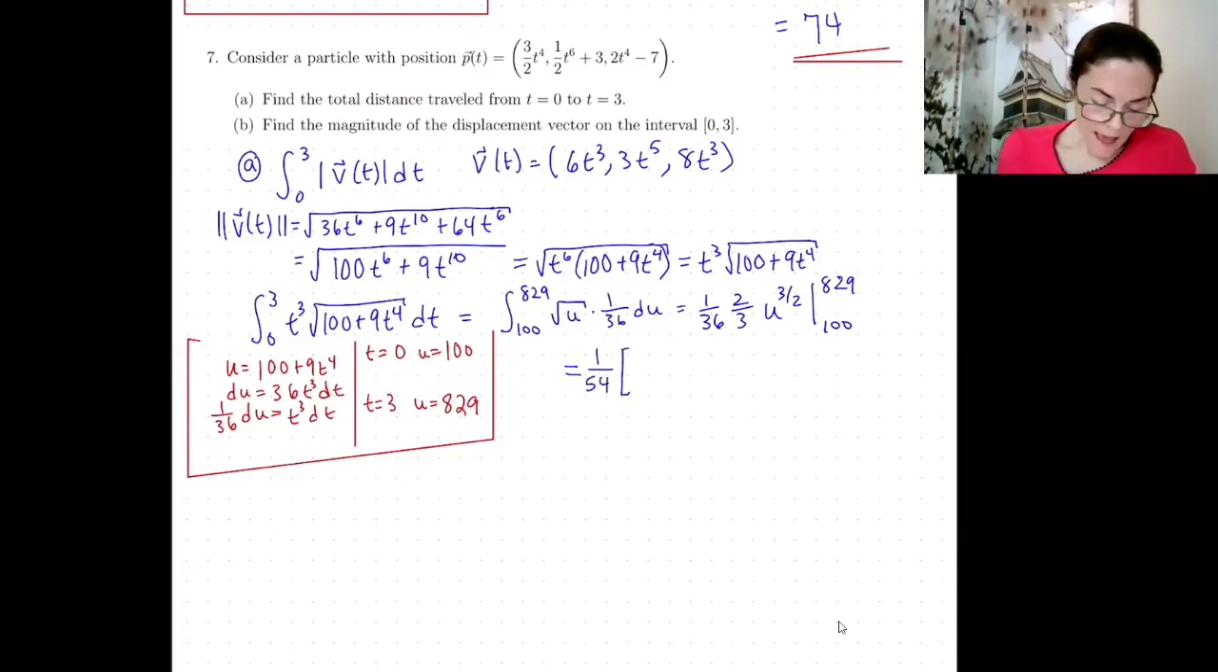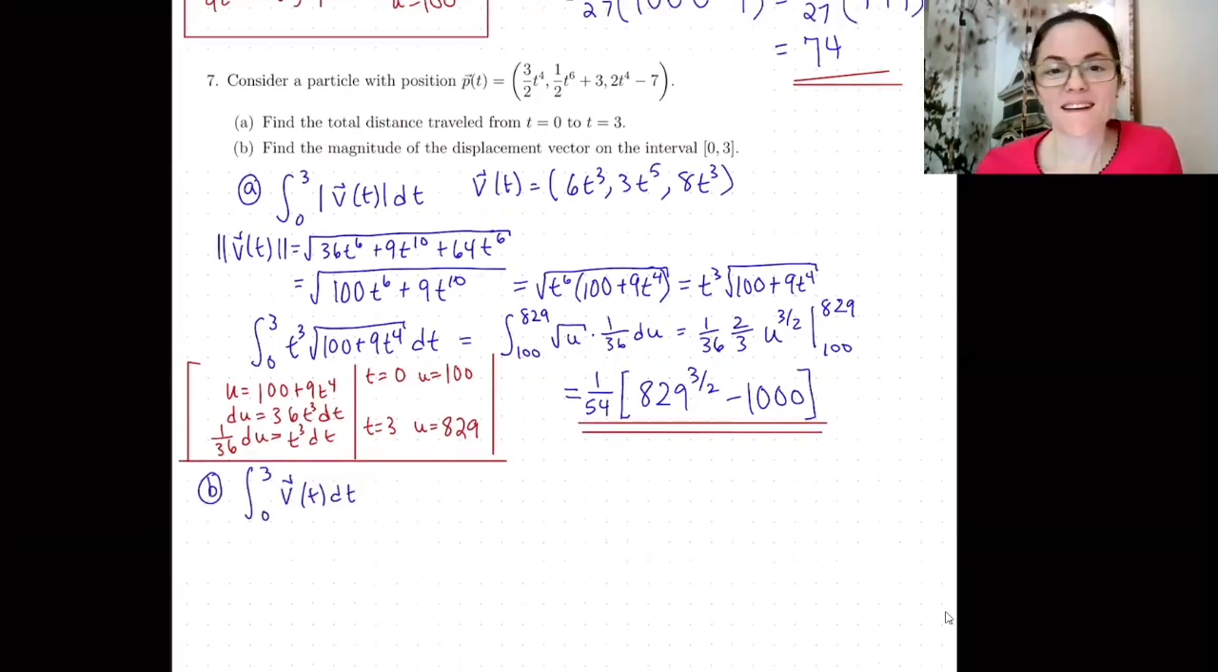And then we have 29 to the 3/2 minus, again, 100 to the 3/2, which is 1,000. And I think I'm just going to leave my answer like this. We know generally displacement is this integral, from 0 to 3 of velocity.